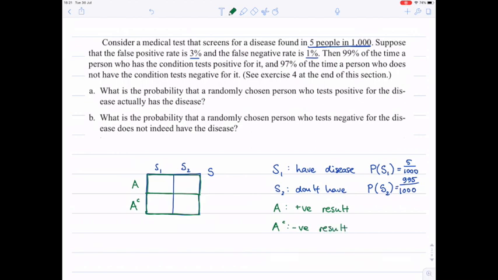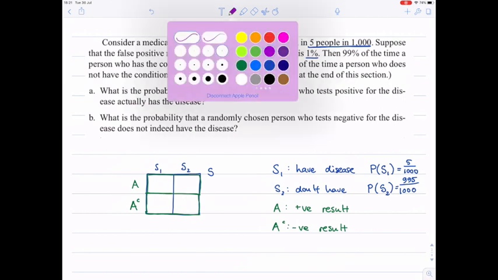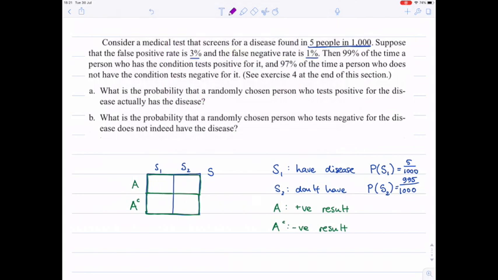Now let's have a look at the various blocks of people that we've got. We've got 4 divisions of our people, and it's worth thinking about what each block represents. If we consider this first block over here, these are people who both have the disease and got a positive test result. We call these our true positives. The probability of being there is the probability that you have the disease and your test result says that you do.